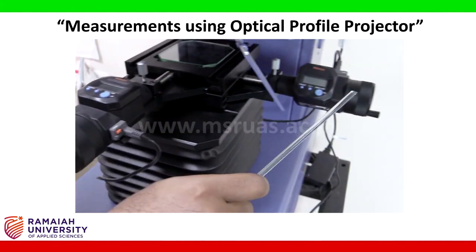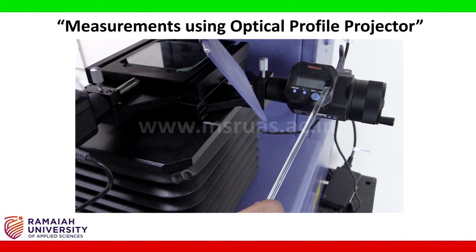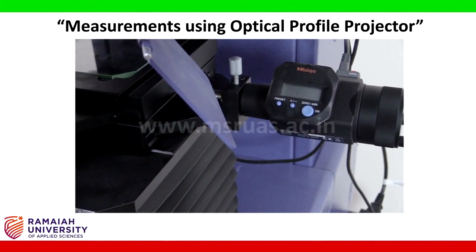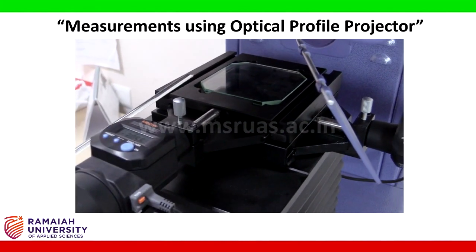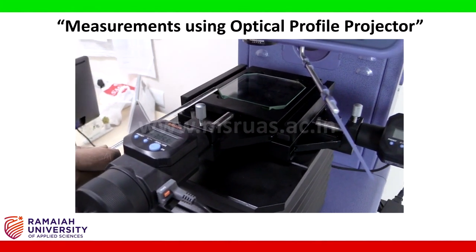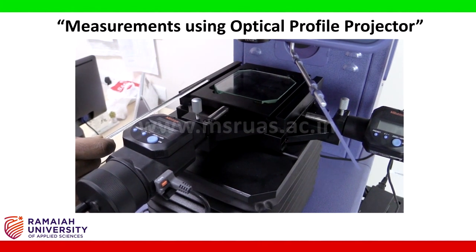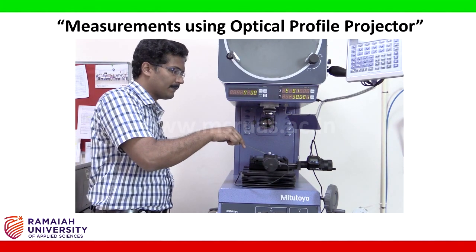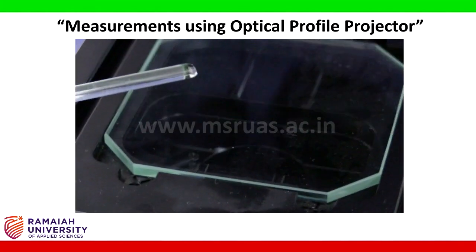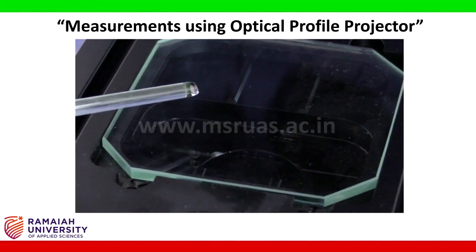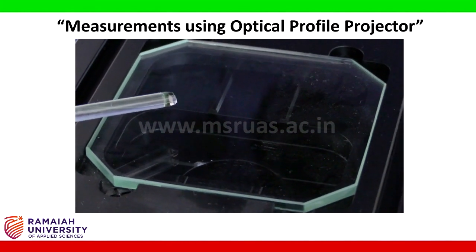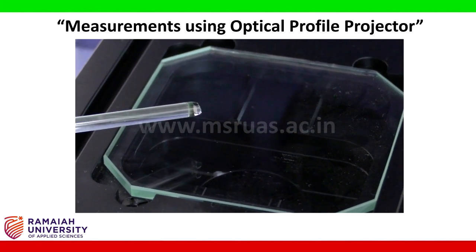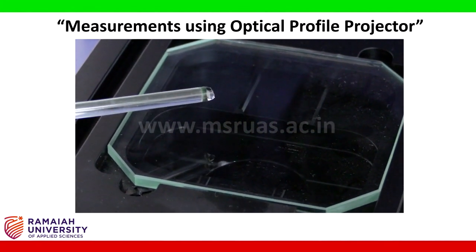Similarly, the x-axis movement can be monitored by seeing the digital readout. Moving both x and y will get us the coordinate points on the projected image. Here one can find the contour illumination lamp. This is the contour illumination lamp. The life of this lamp is 500 hours and the rating is 24 volts and 150 watts.